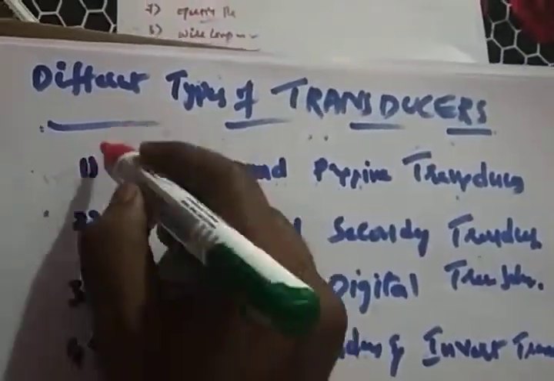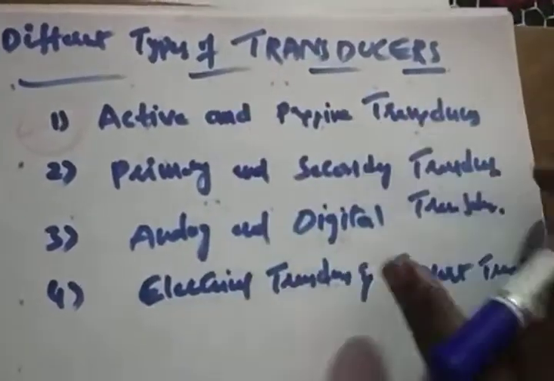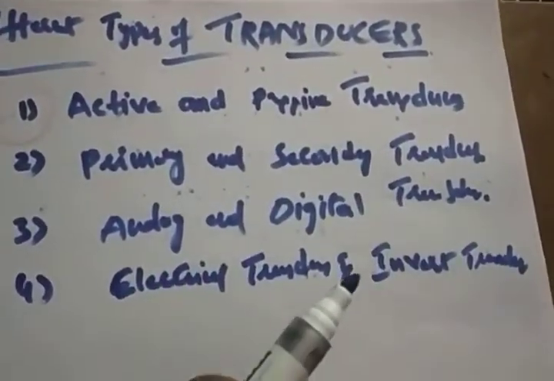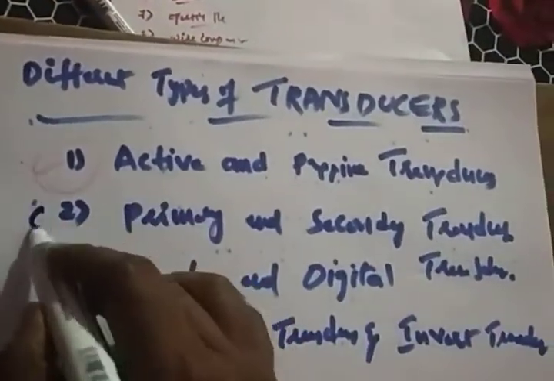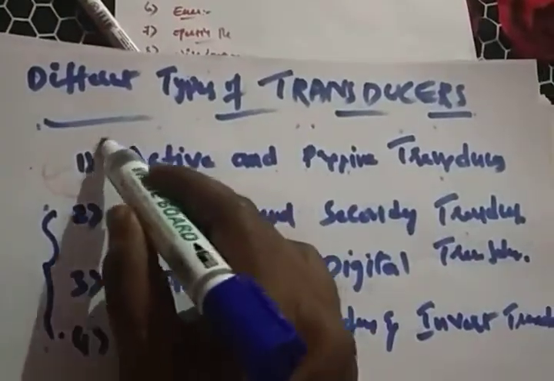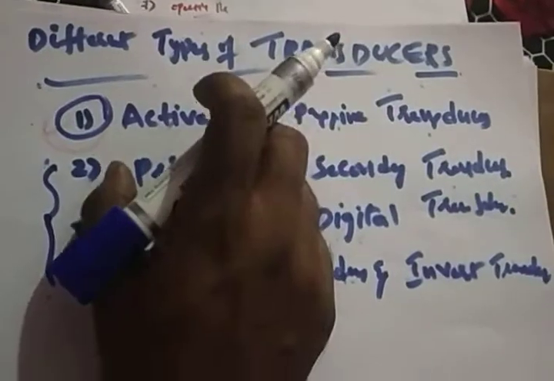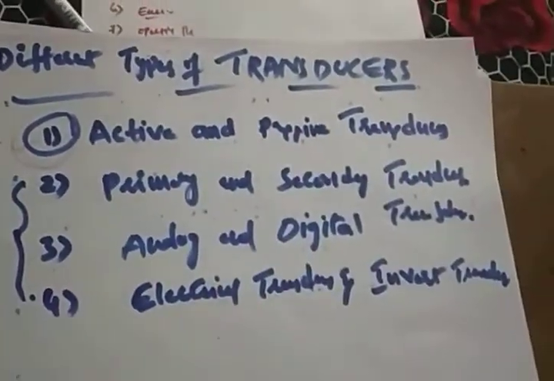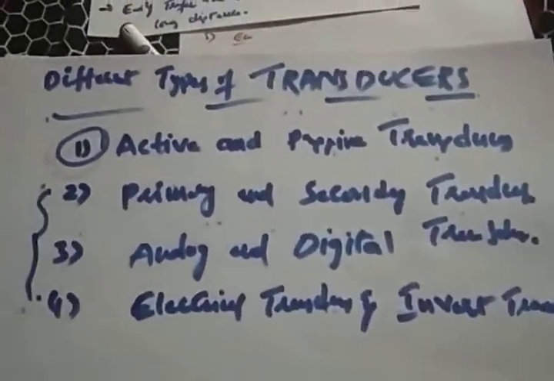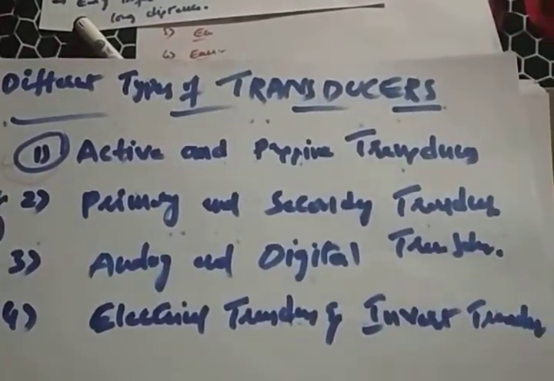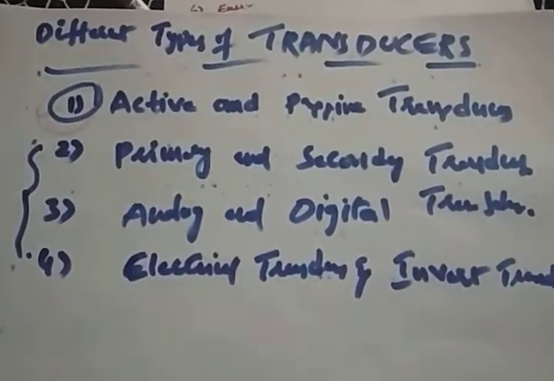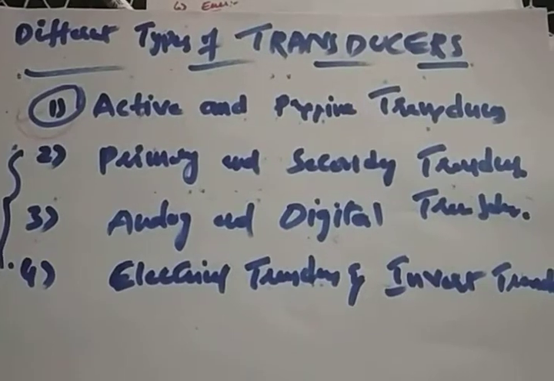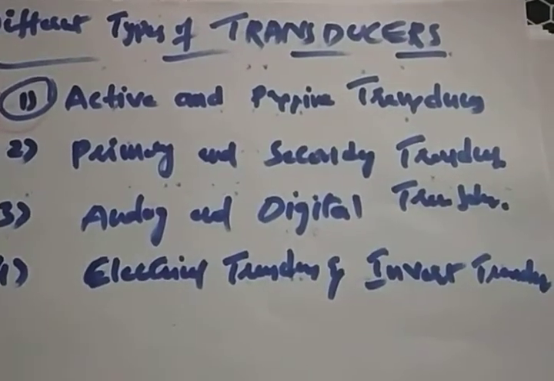But actually in our syllabus we have only active and passive transducers, right? We don't have much syllabus on primary and secondary transducer, analog and digital transducer, electrical transducer or inverse transducer. We require active and passive transducer. In that there are a few topics like piezoelectric and photodiode. These are the active transducers that we are going to discuss in our syllabus, with more syllabus on passive transducers, right? I hope it's clear. What are the different types of transducer? Basically 4 types: active and passive, primary and secondary, analog and digital, and electrical transducer and inverse transducer.